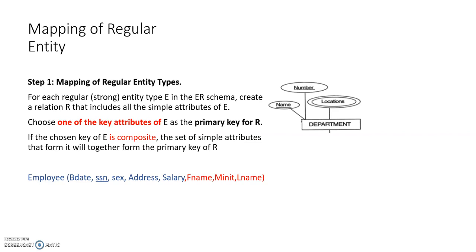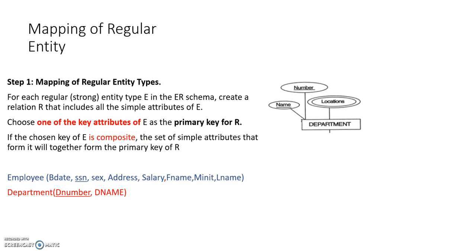Now here I am making department number the primary key. So department with department number and department name.